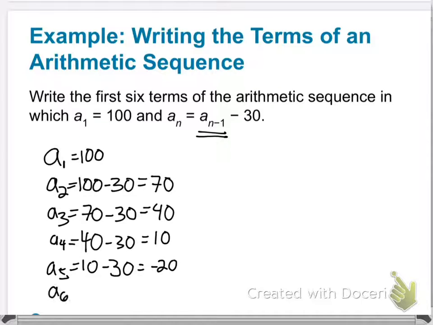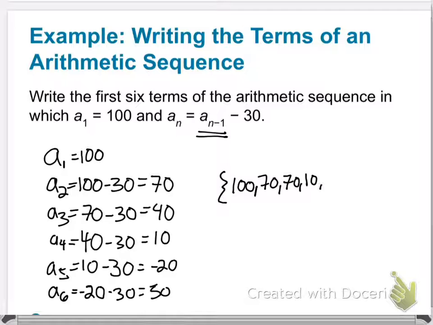And then a sub 6, negative 20 minus 30 is negative 50. So our first 6 terms here are going to be 100, 70, 40, 10, negative 20, negative 50. And you see the common difference here is that negative 30.